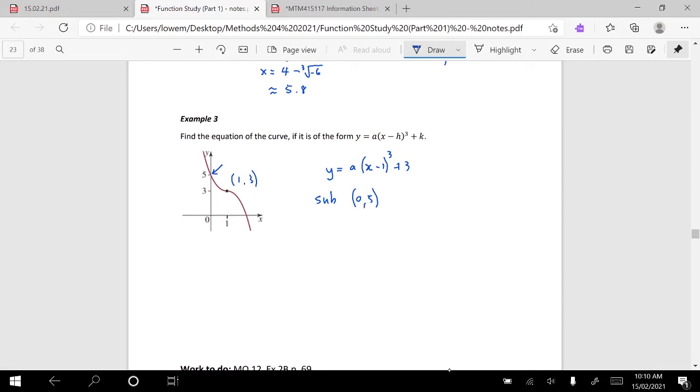So then we can substitute, we go, well, 5 equals a outside of 0 minus 1, so it's minus 1 cubed plus 3, and then bring the 3 over so that it becomes 2 equals negative 1 cubed is negative 1, so that's negative a, so that means a equals negative 2. So then we can write our equation, which will be y equals negative 2 at the front of x minus 1 cubed plus 3.